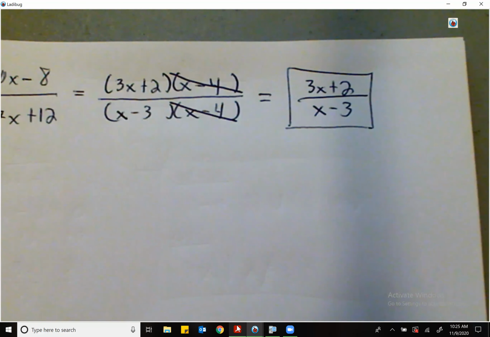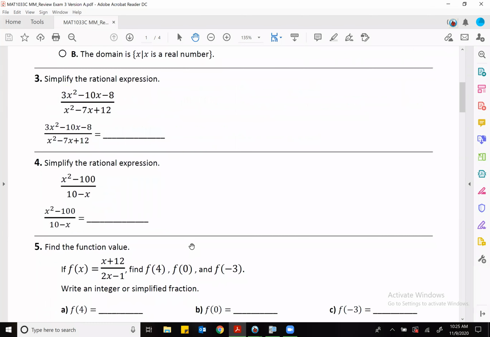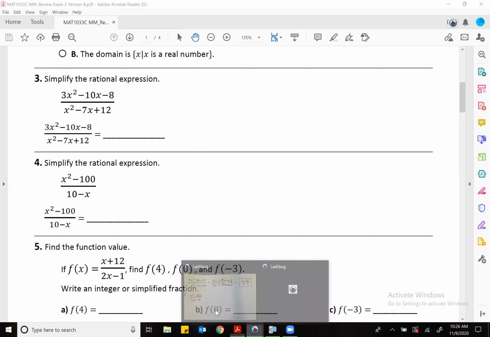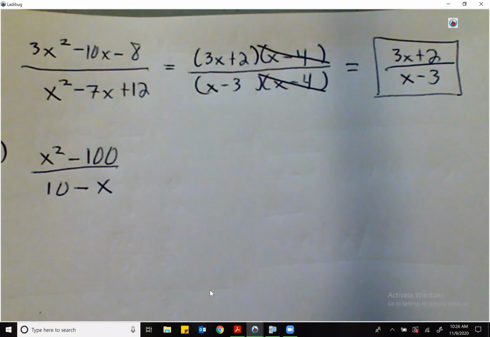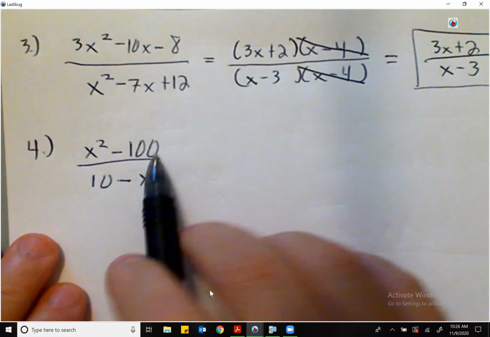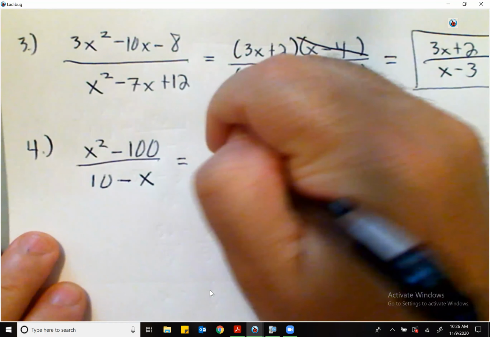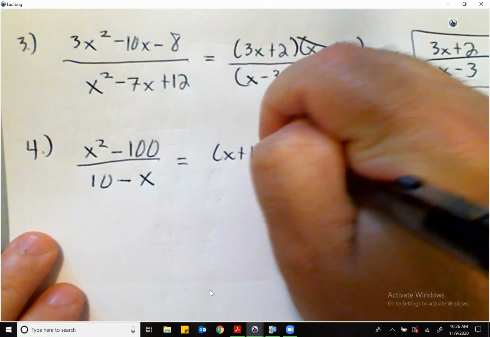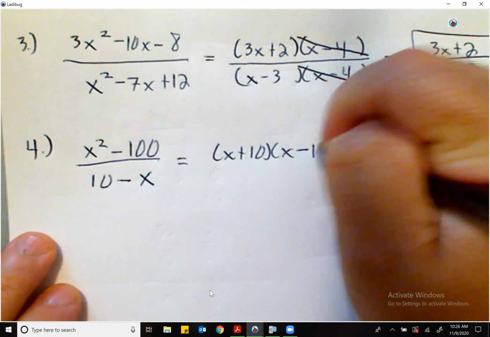All right, so let's jump back into our exam. Oh, another simplify the rational. This time we have x squared minus 100 all over 10 minus x. So what do we do? X plus 10, x minus 10. Good. So this is just a difference of squares on the numerator. You get x plus 10, x minus 10.